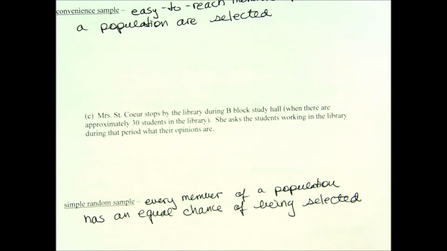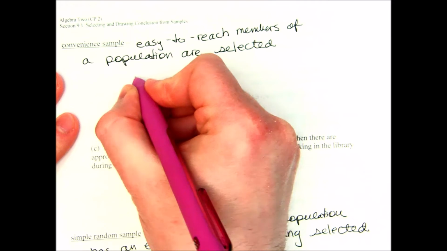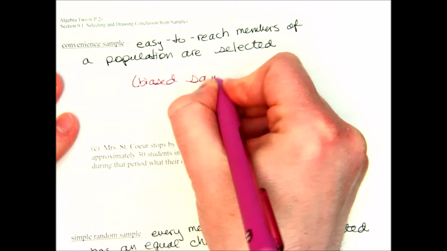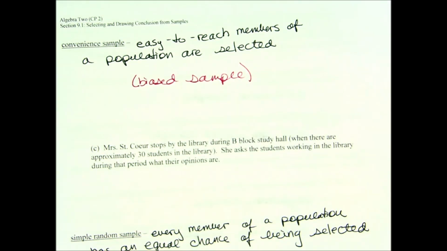A convenience sample, where you just go with a group that's already there, that's a biased sample. We already talked a little bit about Mrs. St. Kerr going to the library during B block study. Well, that's underrepresenting those students who have a class that is only offered during B block. You won't get any of those students. Might underrepresent students from a particular grade. Might underrepresent those students who feel like they'd be more productive during study hall if they just stay in their classroom.